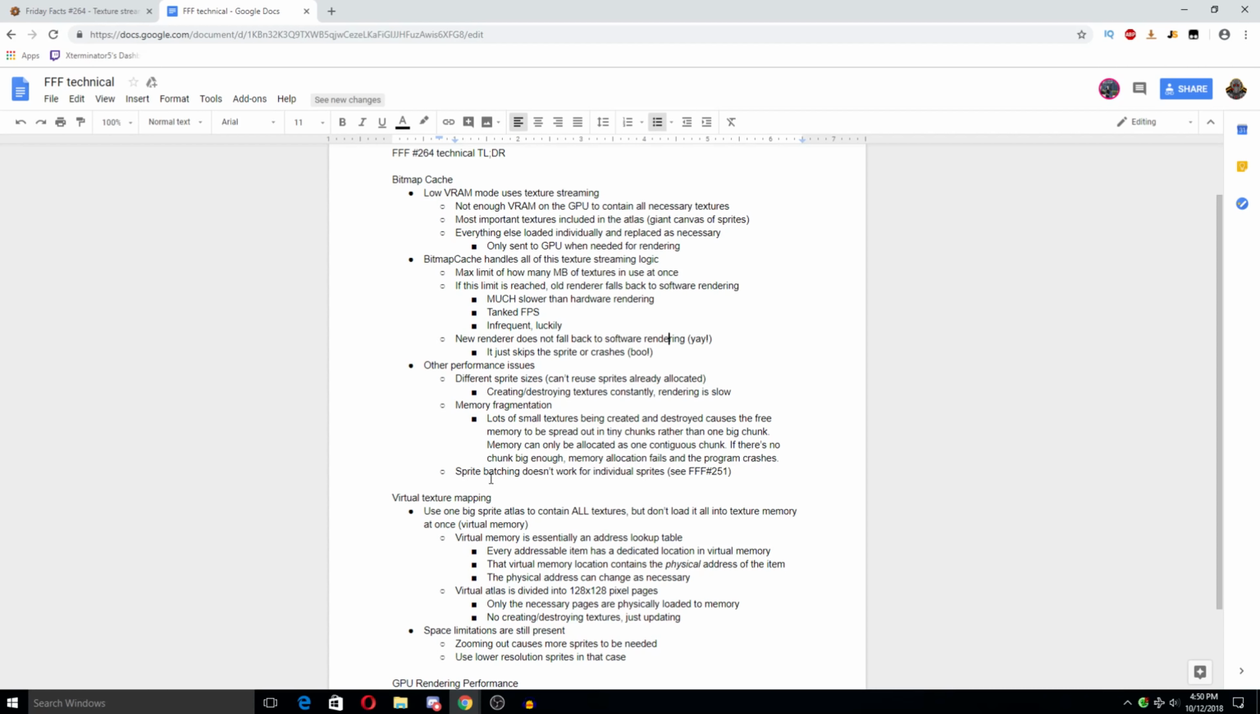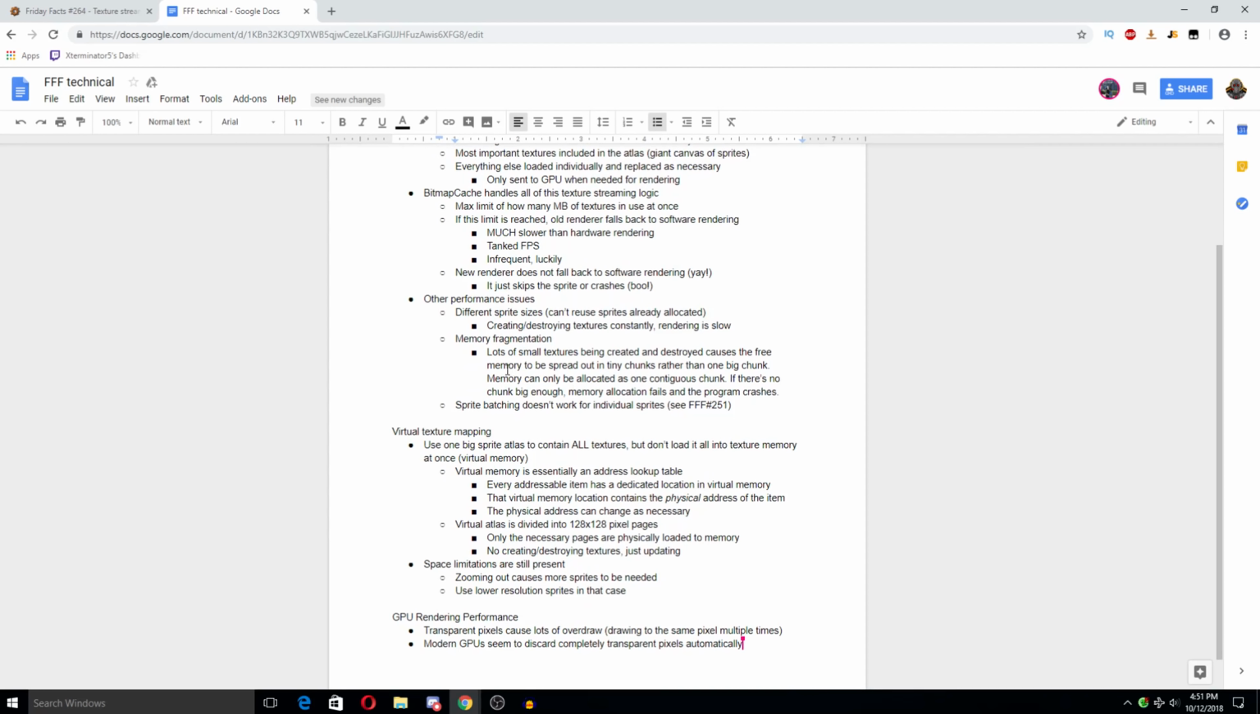If you've ever heard of, back in the day before SSDs, defragmenting your hard drive, that's what this means. It means moving everything that's currently allocated and in use into one continuous block of memory, so that the rest of the drive is also one continuous block of memory. Okay, I see. That makes sense. Sprite batching does not work for individual sprites, as I mentioned in Friday Facts 251. Another one that I wrote a summary for, if I remember. Yes, I believe you did.